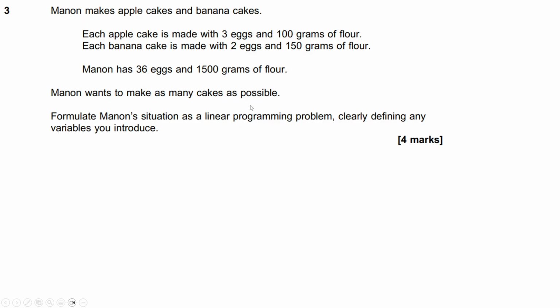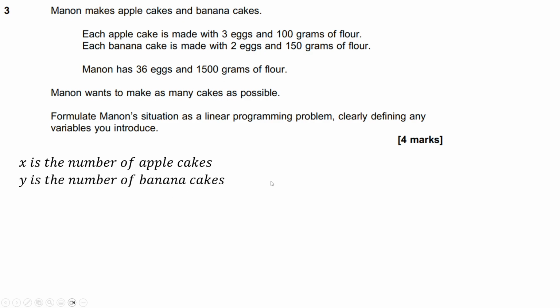This is linear programming. Okay, so the first thing you want to do is just define your variables. So let's say X is the number of apple cakes and Y is the number of banana cakes. We want 3x plus 2y, looking just at the x, to be at least 36. You can use 36 or you can use less, whichever optimizes it. Now looking at the flour, we have 100x plus 150y being less than or equal to 1500. You don't necessarily have to use 1500, so that's why it's less than or equal to. And then finally, just the basic things: x and y are both greater than or equal to 0, and x and y are integers.